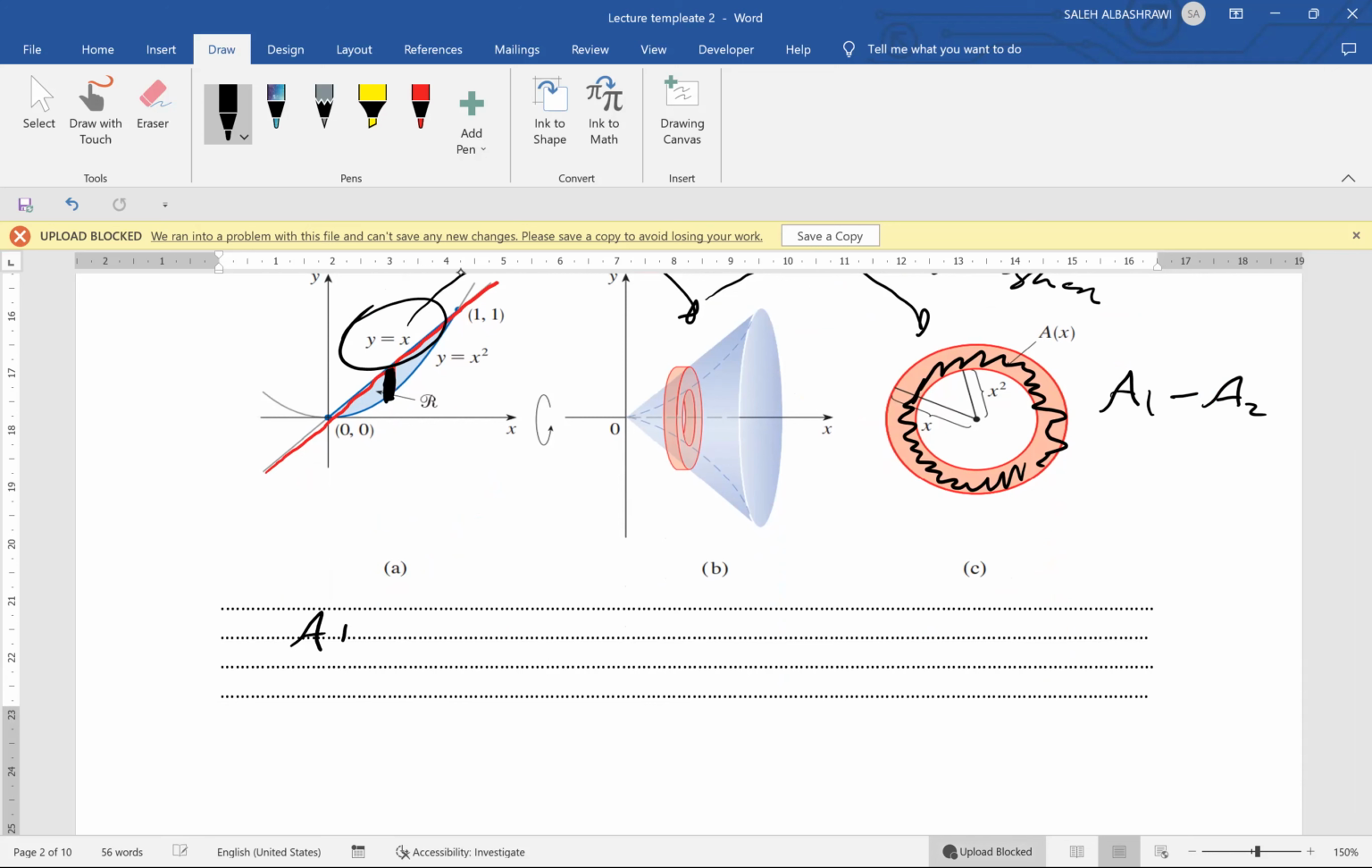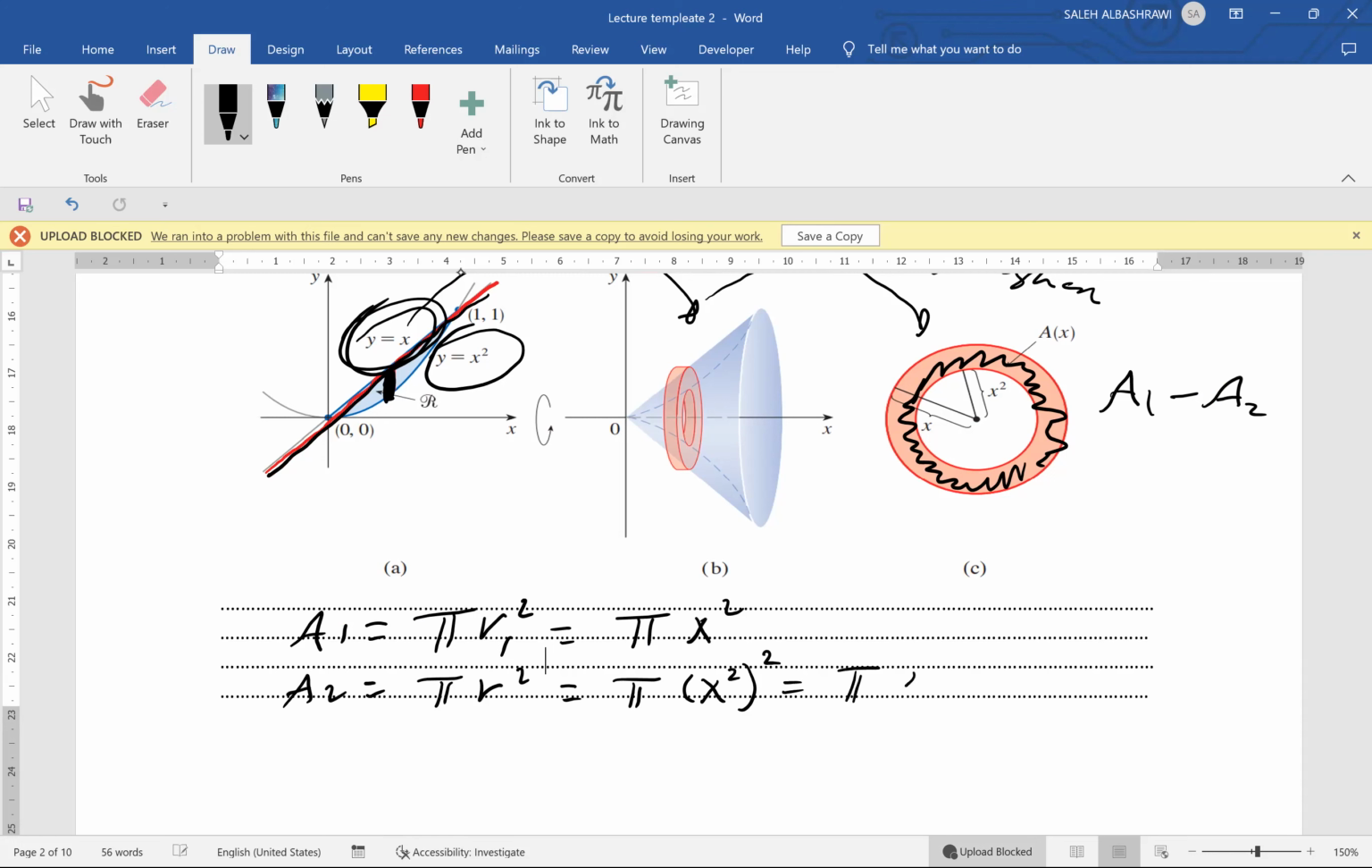So I can say A1, the big one, is given by pi R1 squared. That will be pi x squared. Big R is the upper one, which gives y equal to x. A2, take the lower function. That will be pi R squared, which equals pi times x squared squared, which is equal to pi x to power 4.